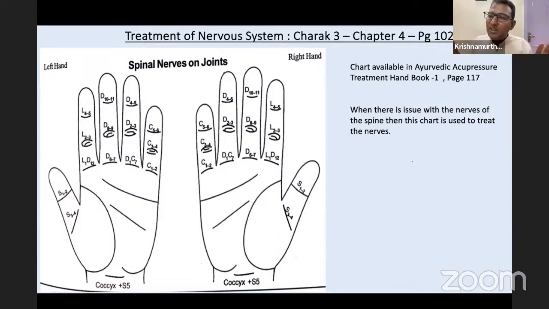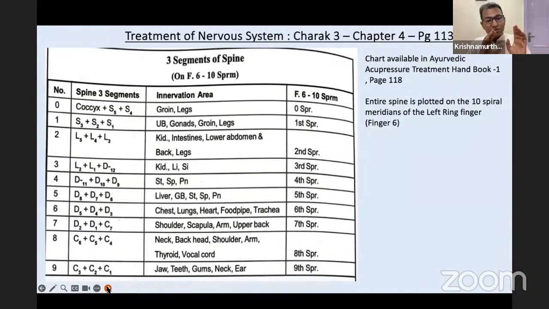You have so many different ways of treating the spine. That is what I am telling you. You can treat on joints, you can treat on correspondences. This is the correspondence of the spine. You can also treat the entire spine on this finger. So many different ways are there. Whichever is convenient and you feel confident with, you treat that. Okay, thank you.